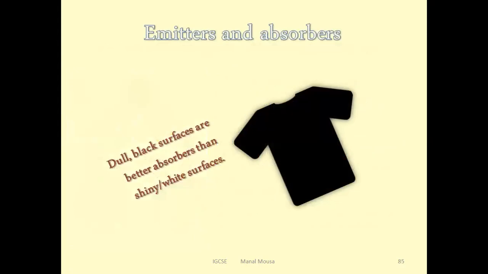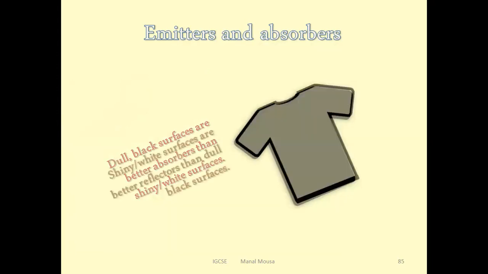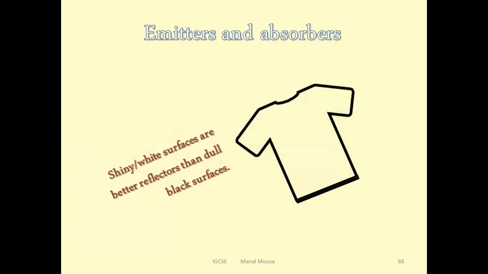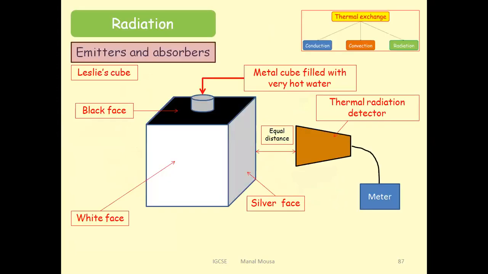Now, second application, the color of this t-shirt. Dull black surfaces are better absorbers than shiny white surfaces, and shiny white surfaces are better reflectors than dull black surfaces. Now look at this required experiment in IGCSE.